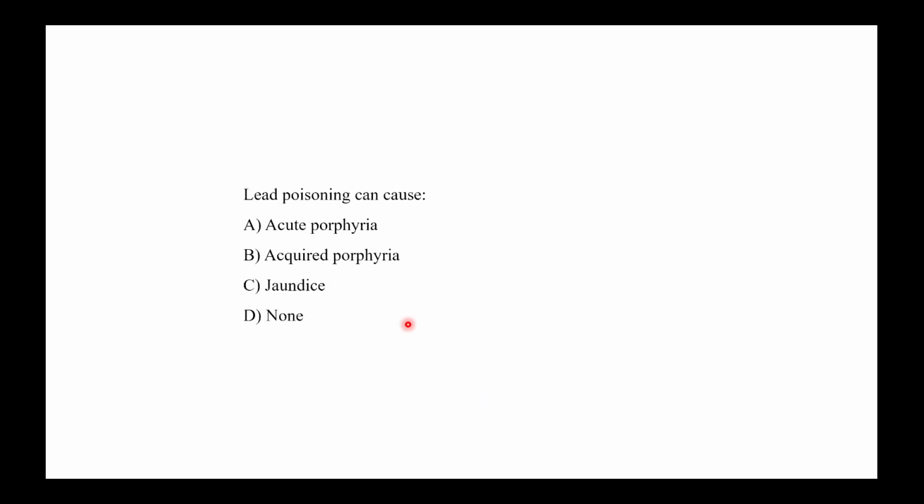Okay. The next question is, lead poisoning can cause option A, acute porphyria, option B, acquired porphyria, option C, jaundice, and option D, none.